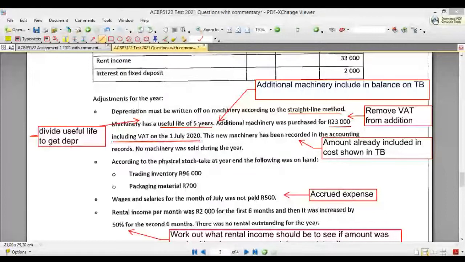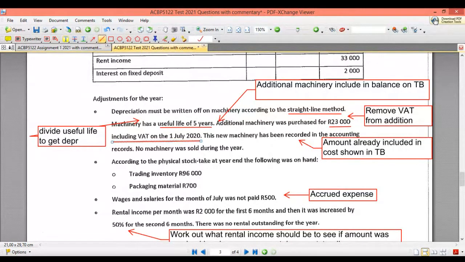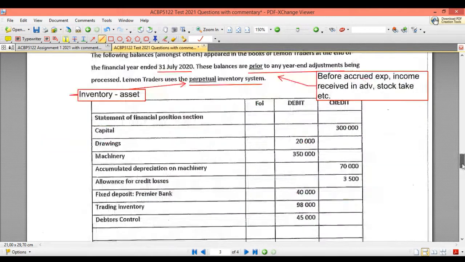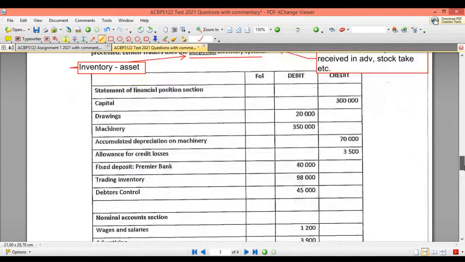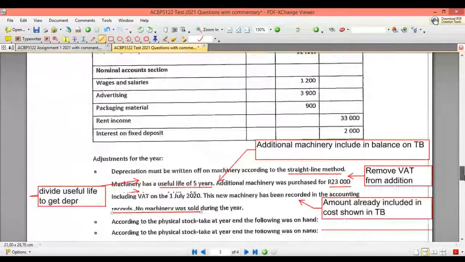Okay, so then for the second point, they told you that according to the physical stock take at year end, the following was on hand. So they've physically done a stock take. They tell you trading inventory is 96,000 and packaging material is 700,000. Now let's quickly see what the trading inventory amount is. So according to this, trading inventory is currently at 98,000.